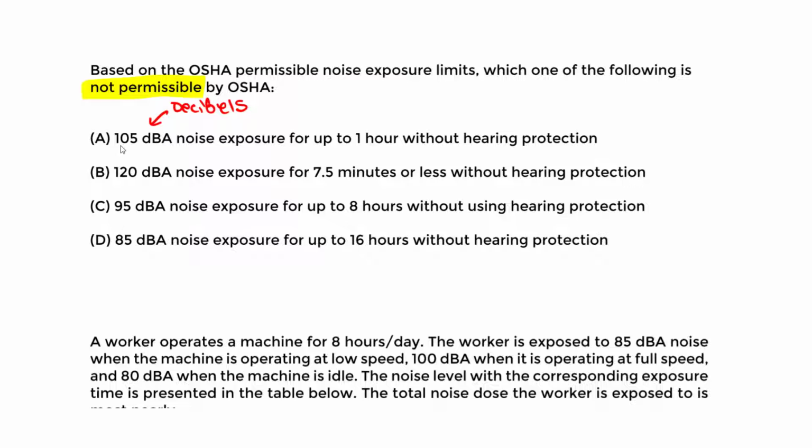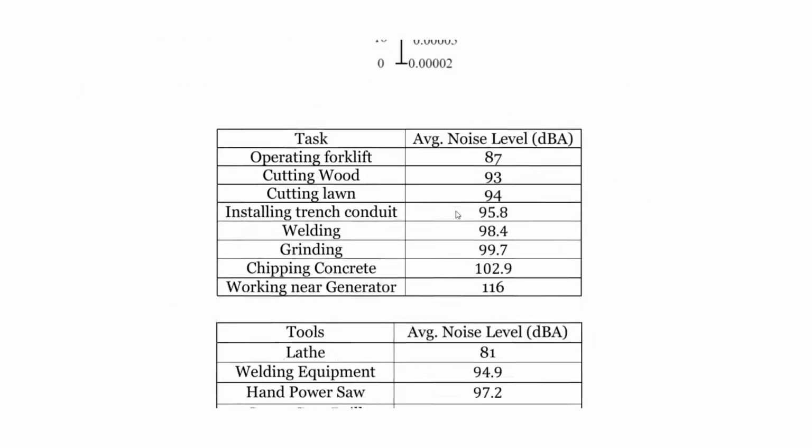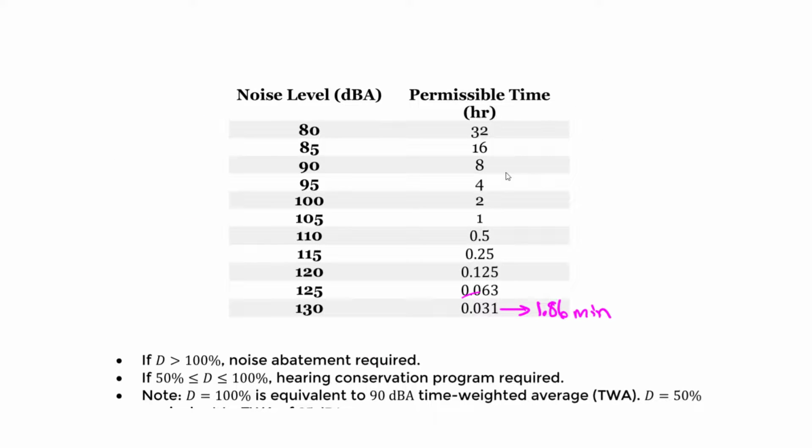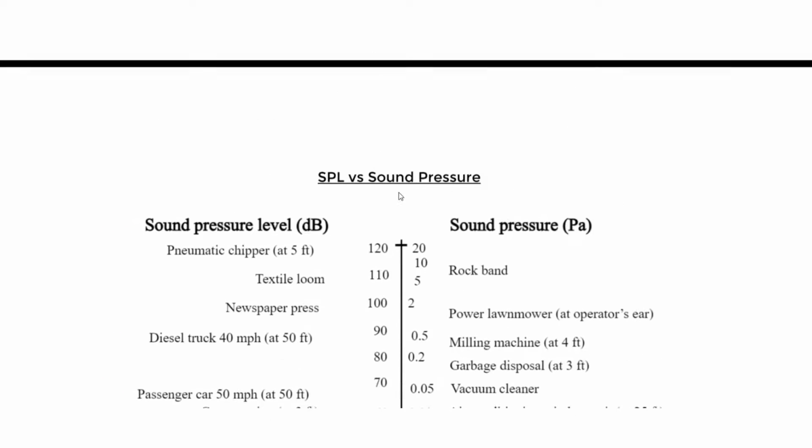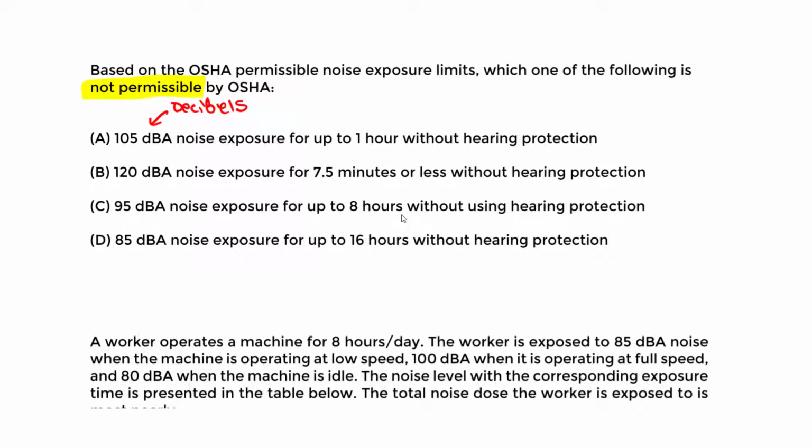So in that case, let's go above. The first one is 105 decibels, noise exposure for up to 1 hour without using any hearing protection. Is that permitted for 1 hour? All we do is check the table. 105 is here, 1 hour. So that one is correct without using any hearing protection. So we eliminate that, because we want to find the one that's not permissible, not allowed.